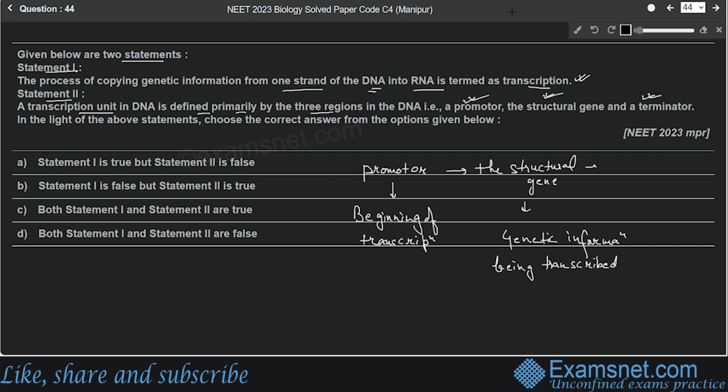And the last region is the terminator region. Terminator. So this is the DNA sequence, or the sequence of nucleotides, that signals the end of transcription. So both the statements are correct. Okay, statement 1 and statement 2 both are correct. So option C will be the correct answer.